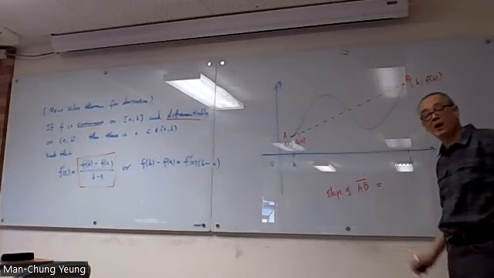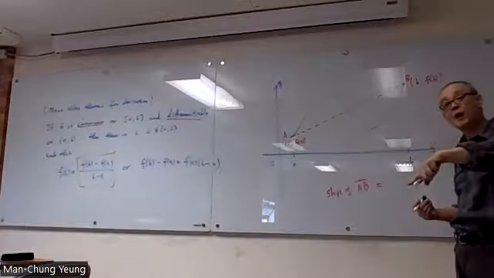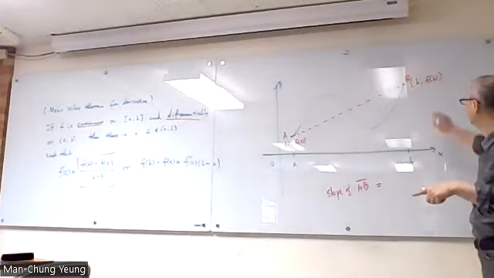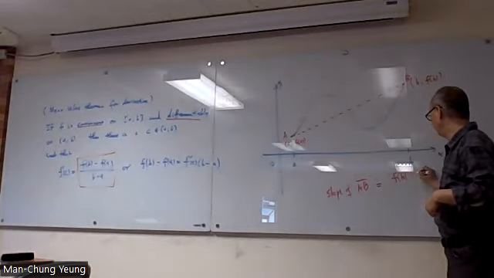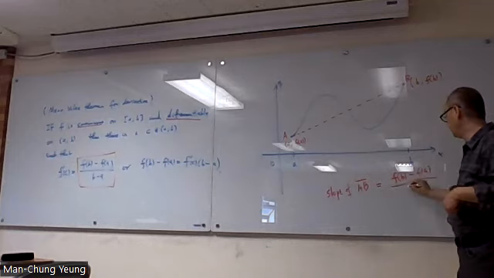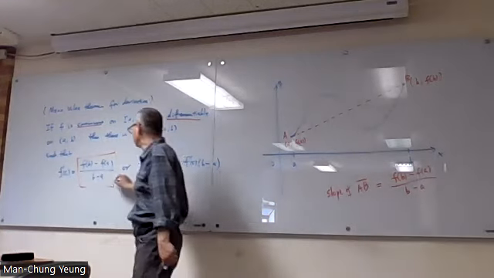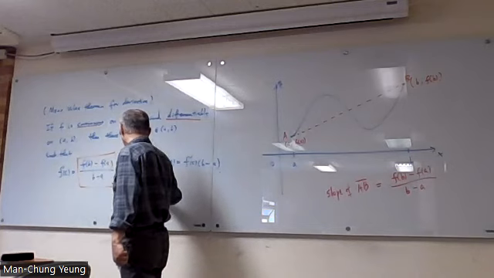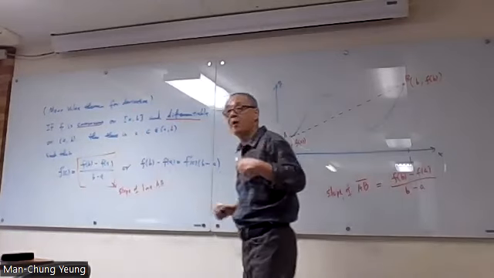How to find the slope of a line? We have the slope formula: y2 minus y1 over x2 minus x1. Do you remember that? So this is the slope of line AB. The line joins the two endpoints.